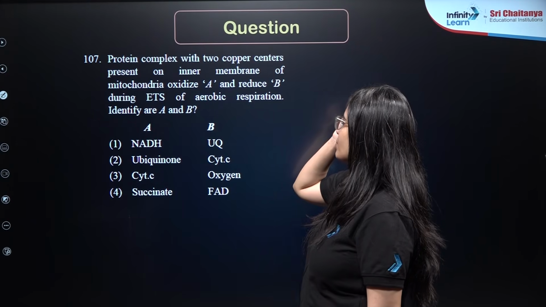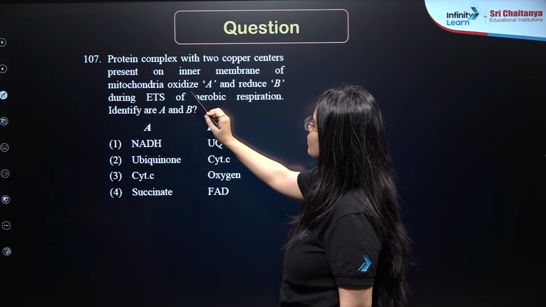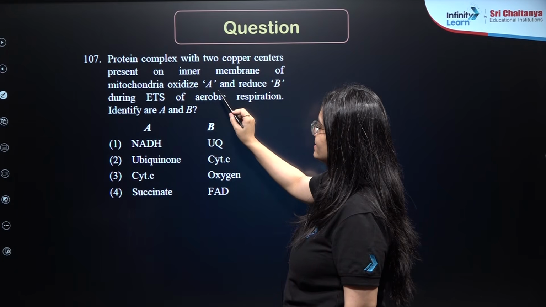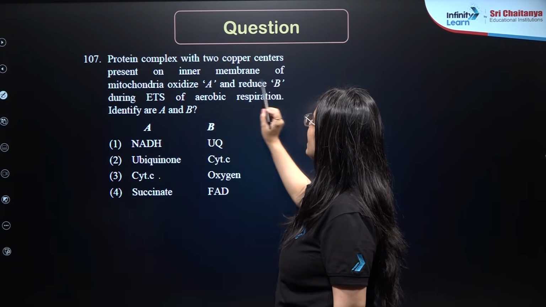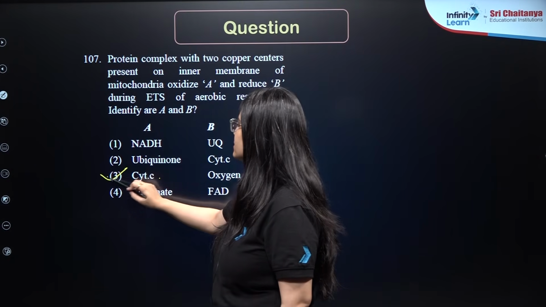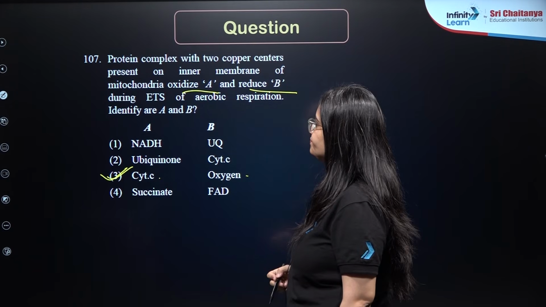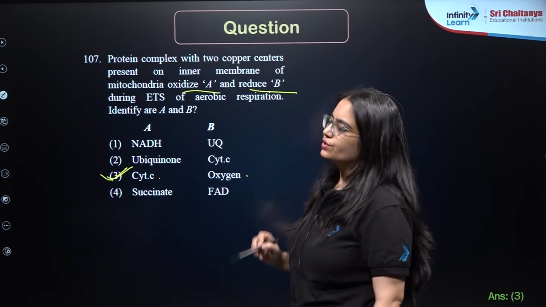Okay, protein complex with 2 copper centers on inner membrane of the mitochondria. They will oxidize cytochrome C and they will reduce oxygen. Okay, so the correct answer is 3, cytochrome C, oxidize and reduce oxygen during ETS of aerobic respiration.